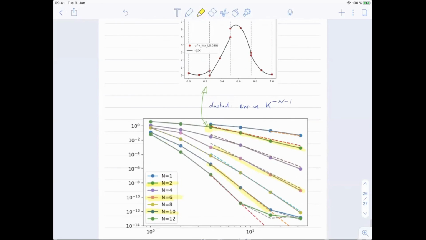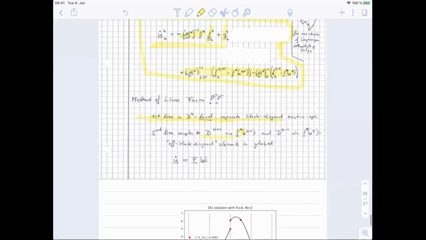And so this method works remarkably well and gives the flexibility of choosing how many elements and how high order the elements to have. And it also does so with minimal communication needs between elements. So the method is very good and easy to parallelize.